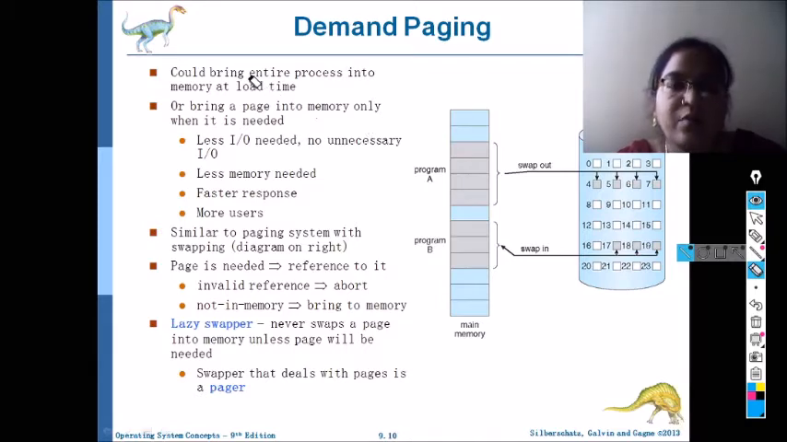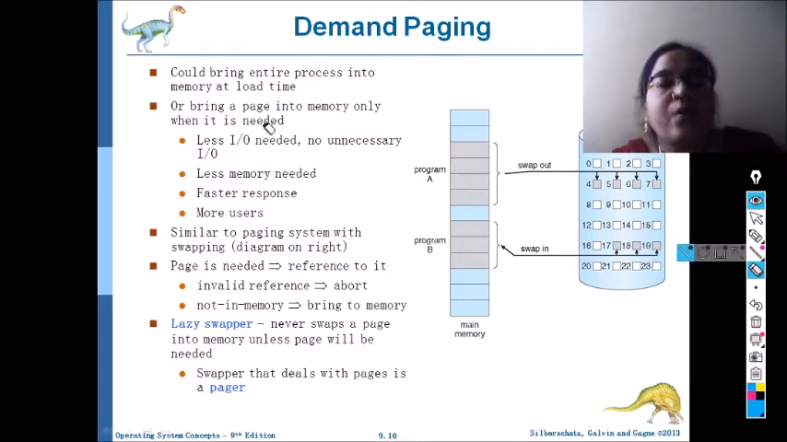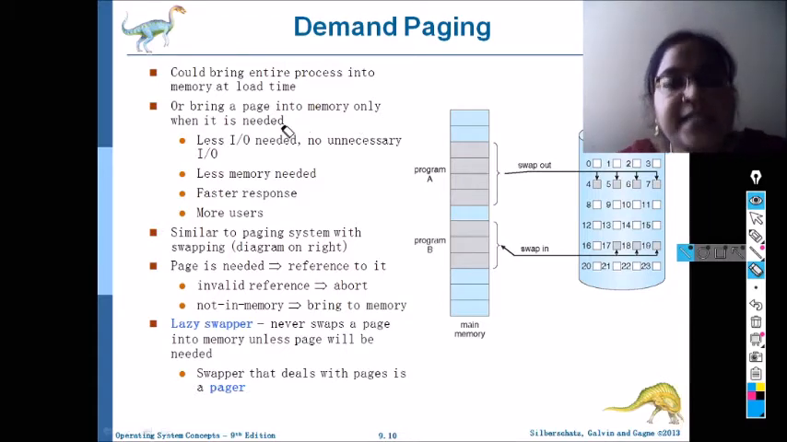Normally we can bring the entire process into memory at load time, or bring a page into memory only when it is required. This is more important: bring a page into memory only when it is required. That means bring a page into memory only when it is demanded. So what are the advantages of bringing a page only when it is demanded?